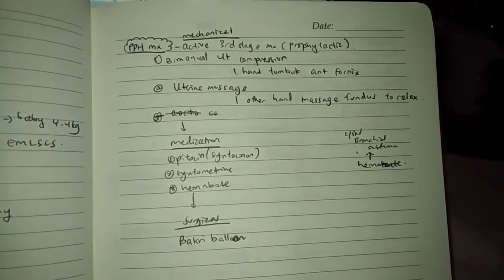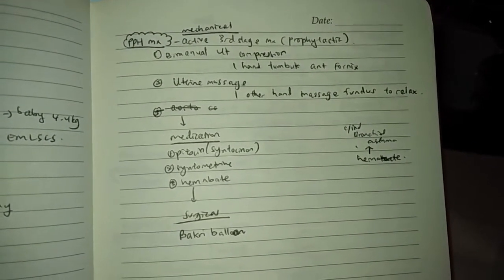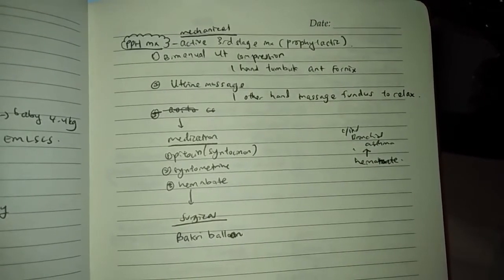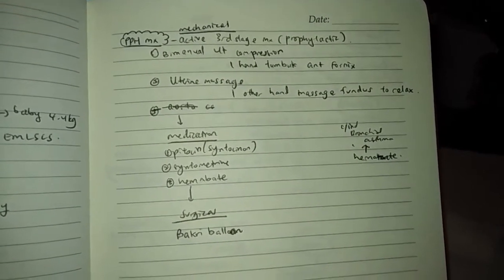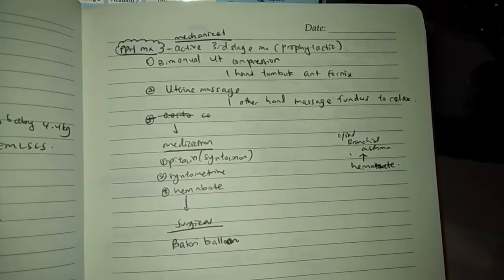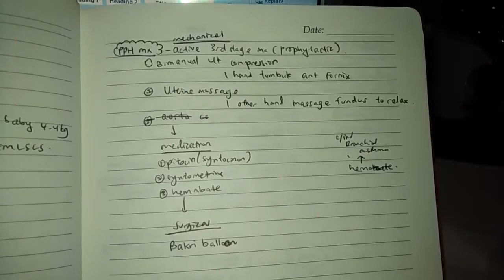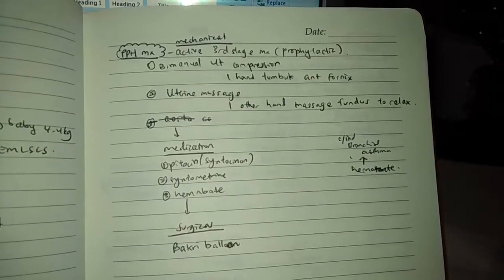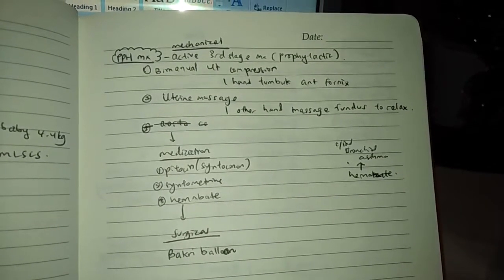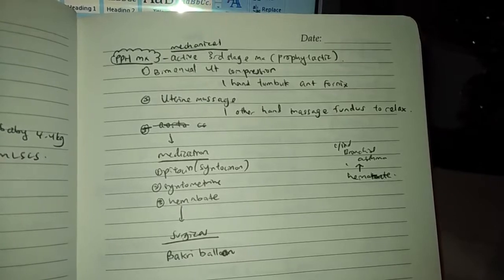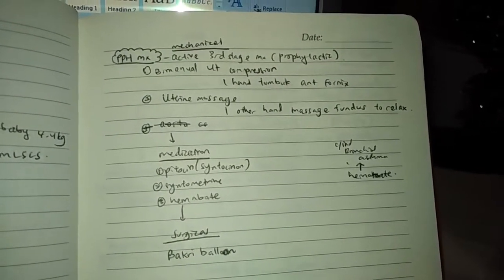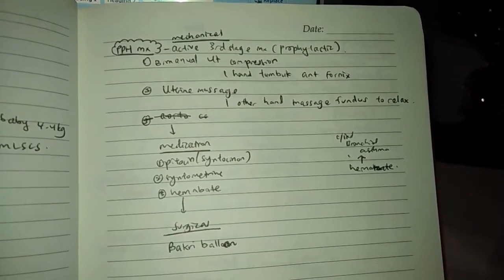Management of PPH. Okay, we can divide it into mechanical, medication, and surgical. The mechanical management is by manual uterine compression, whereby you take one hand, make a fist in the anterior fornix to compress the uterine artery. Number 2, uterine massage. One hand massages the fundus to make the uterus contract.